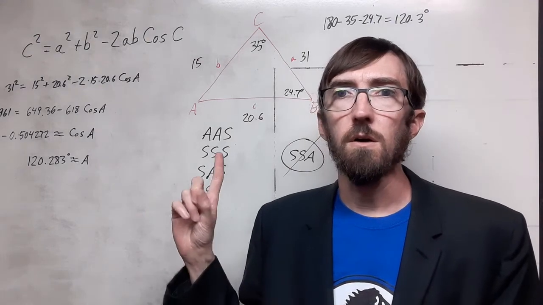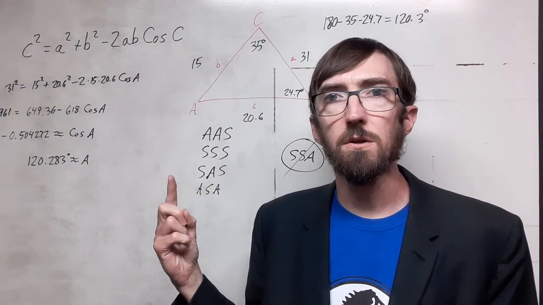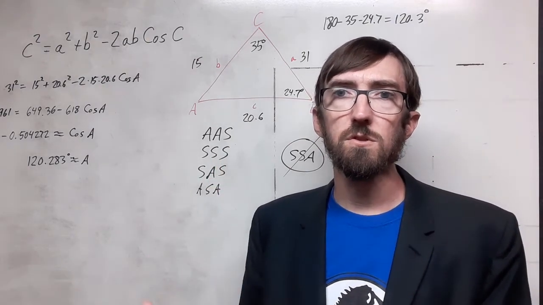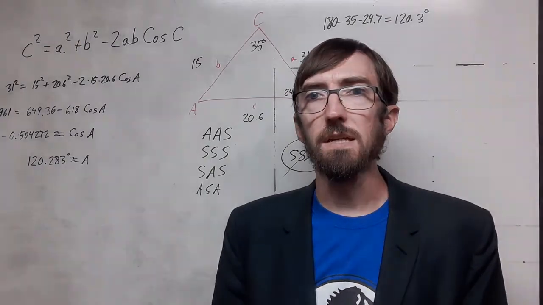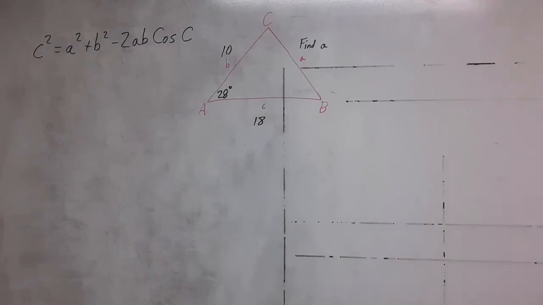I'll throw one last problem up here and then do the solution so that you can check your own understanding. On this setup, you have that side B is 10, side C is 18, angle A is 28, and you are being asked to find side A.